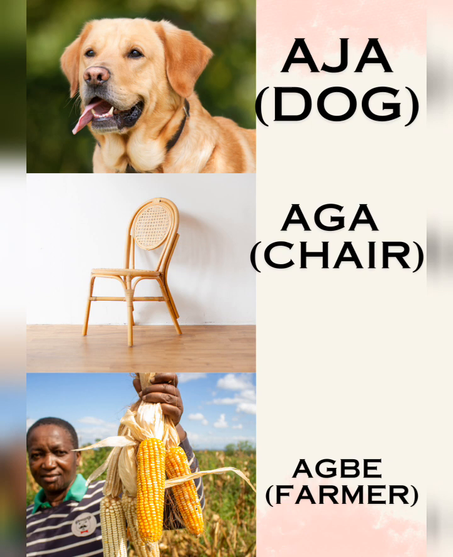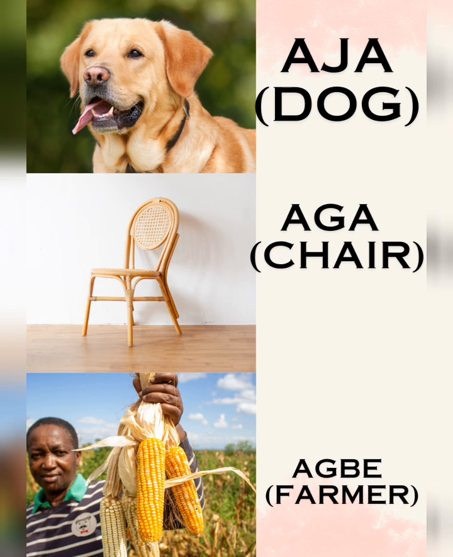The second illustration we have here is a chair. You can see a chair. So aga, aga is chair. In Yoruba language, it is aga. In English language, it is chair, what we sit on. Aga. Aja, dog. Aga, chair.